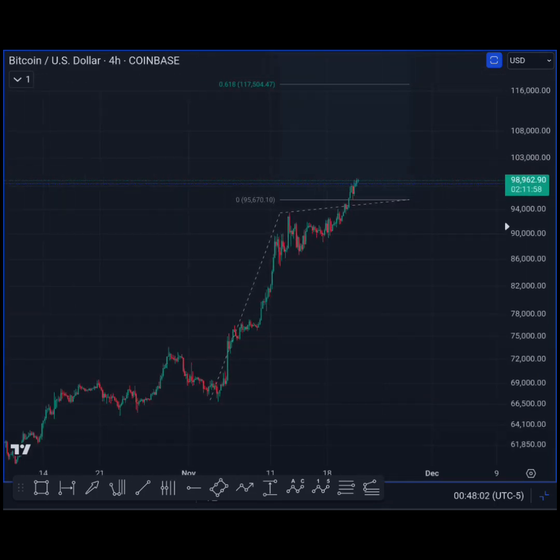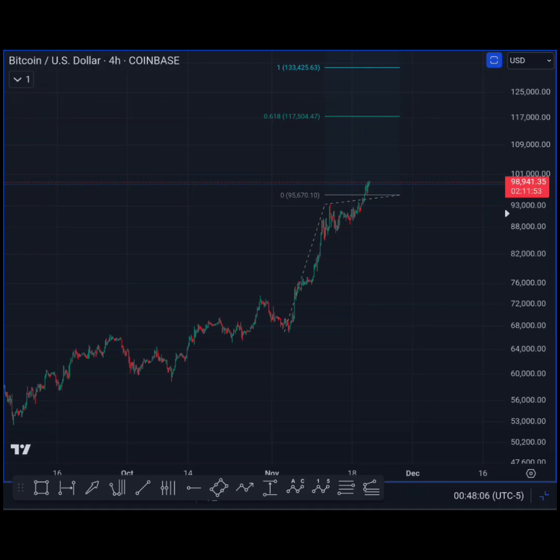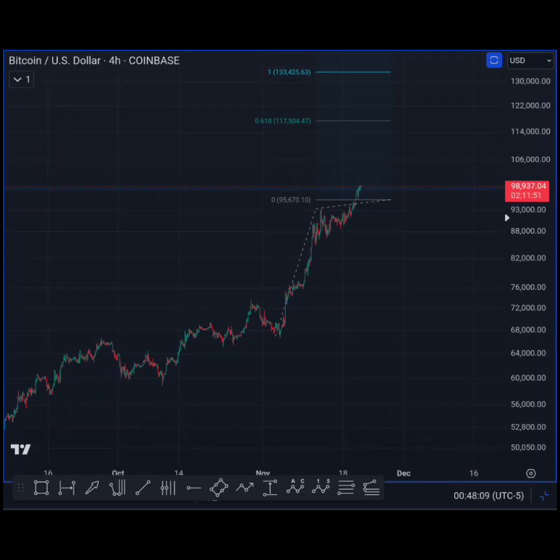I've seen this pattern play out so many times before, especially on Bitcoin. I think it plays out so cleanly. Yeah, let me know what you think.